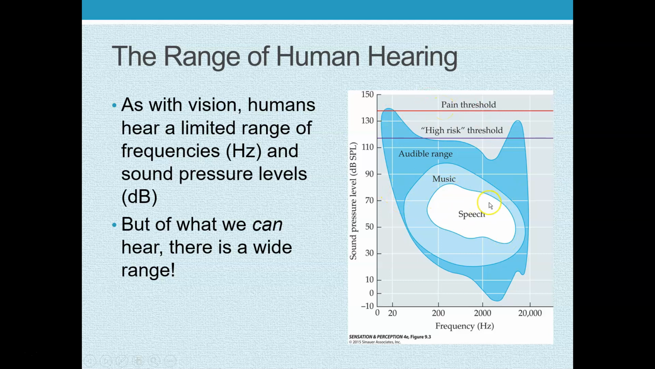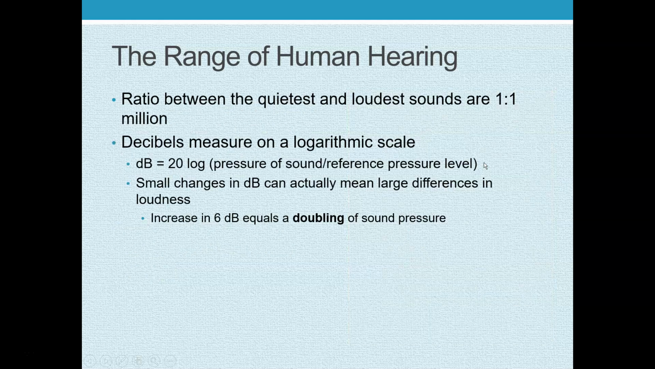Speech tends to fall in this area, music tends to have a wider range, and our audible range in general is pretty good. Now, the ratio between the quietest sounds that we can hear and the loudest sounds that we can hear are about 1 to 1 million.